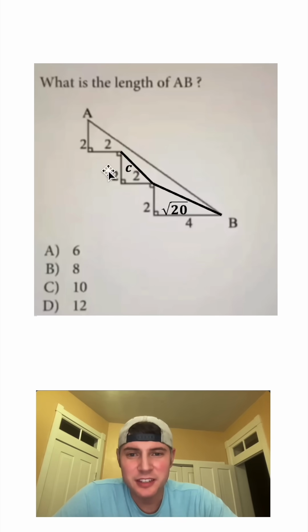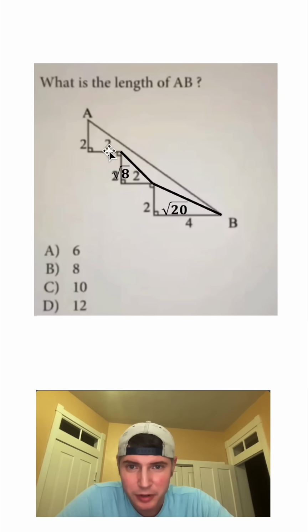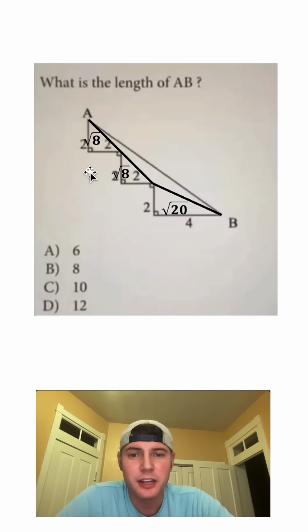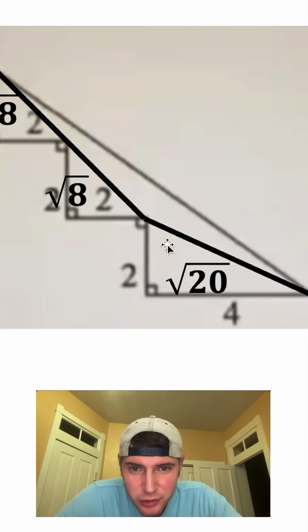So next, let's find this side. Let's call it C. And we can do 2 squared plus 2 squared equals C squared. Both of these 2 squareds are 4. 4 plus 4 is 8. And we can square root both sides to get C is equal to the square root of 8. And the exact same thing is going to happen right here. So this will also be square root of 8. Let's focus our energy right here. In fact, enhance. Let's focus our energy right here.